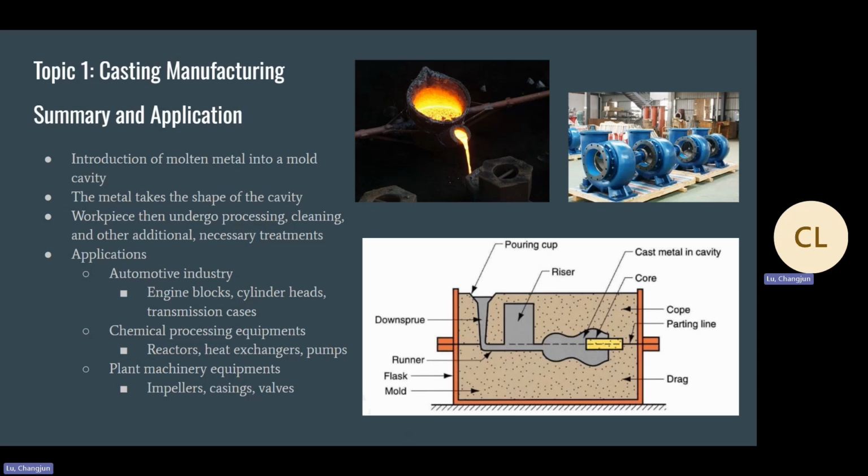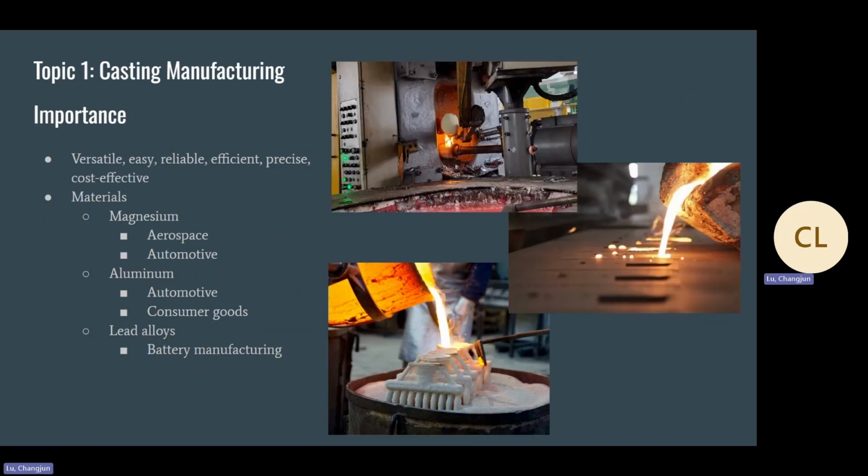Chemical processing equipment is also manufactured this way, such as reactors, heat exchangers, and pumps. Plant machinery parts are also manufactured in this process and include impellers, casings, and valves. For its importance, it is versatile, easy, reliable, efficient, precise, and overall a cost-effective manufacturing method.